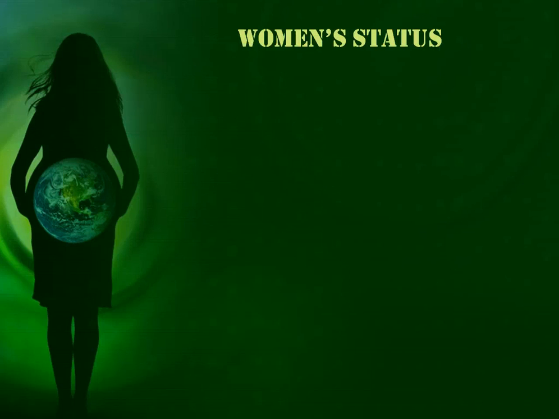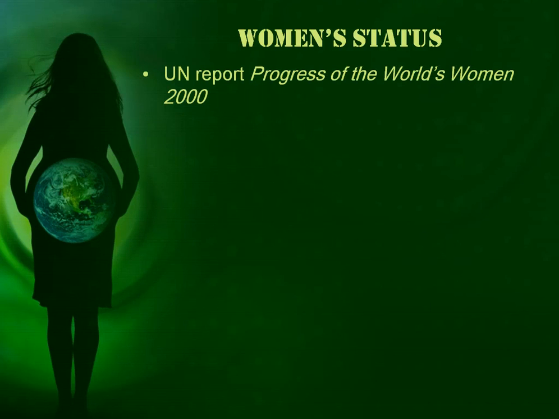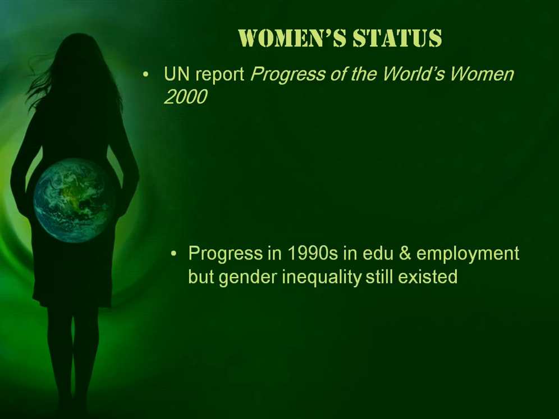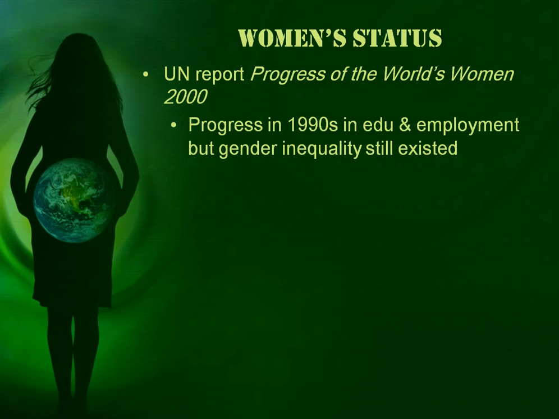You also see women's status in parts of the world being persecuted during this time. And in 2000, the UN reported under the Progress of World's Women that there is still a significant difference between the way women are treated versus the way that men are treated. There was progress in the 1990s in equality in education and in employment, but gender inequality still exists.